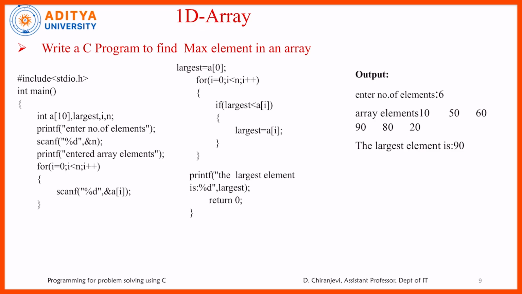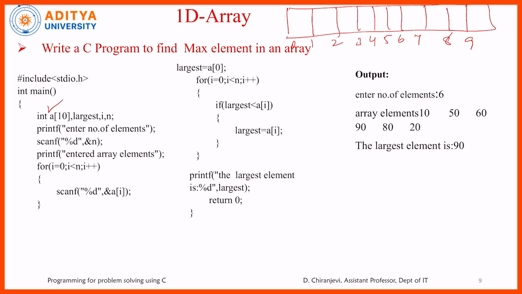We are writing a program to find the maximum element in the array. In the earlier case, the user took a static array. Now in this case, the user is doing it dynamically. He has declared an array of size 10, and when you declare an array of size 10, memory is immediately allocated for size 10, with indices 0, 1, 2 up to 9.